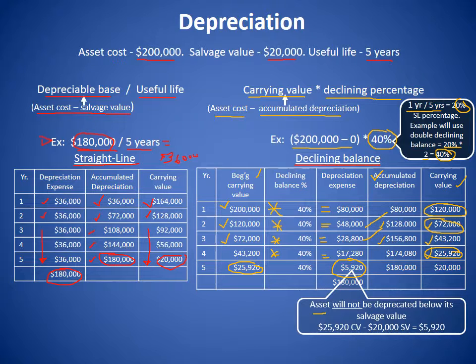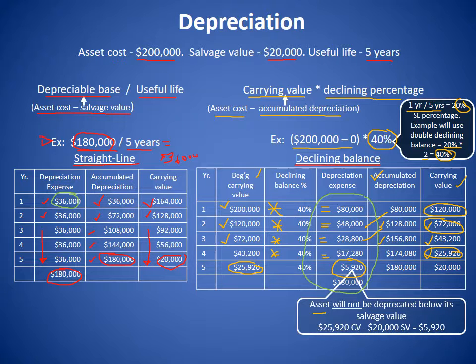And what we can see here is also an example of accelerated depreciation. I'm going to change the pen color again because this is going to get even a little bit more messy. Notice with declining balance depreciation, my depreciation expense in year one is $80,000, and that's certainly greater than the depreciation expense in year one of straight line.